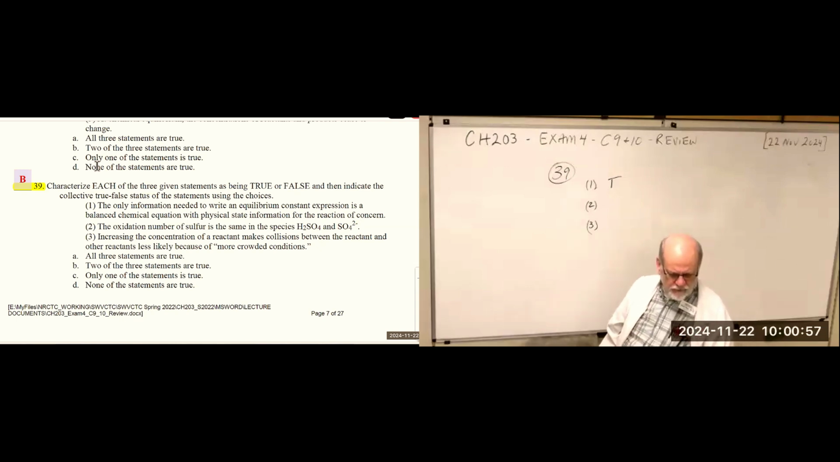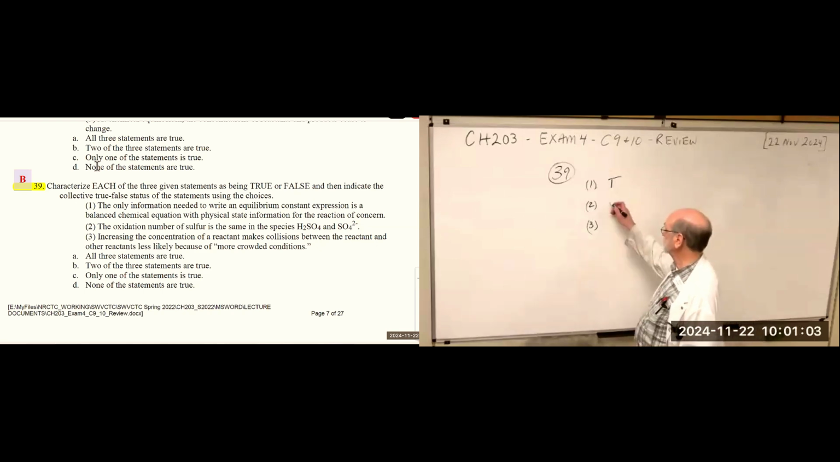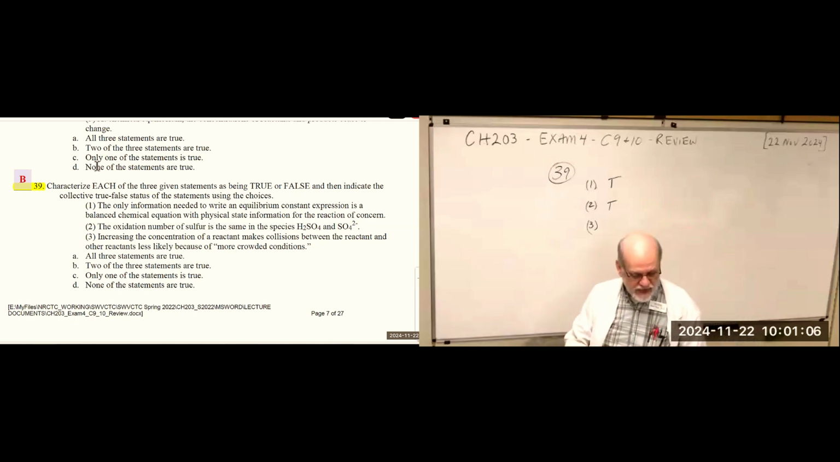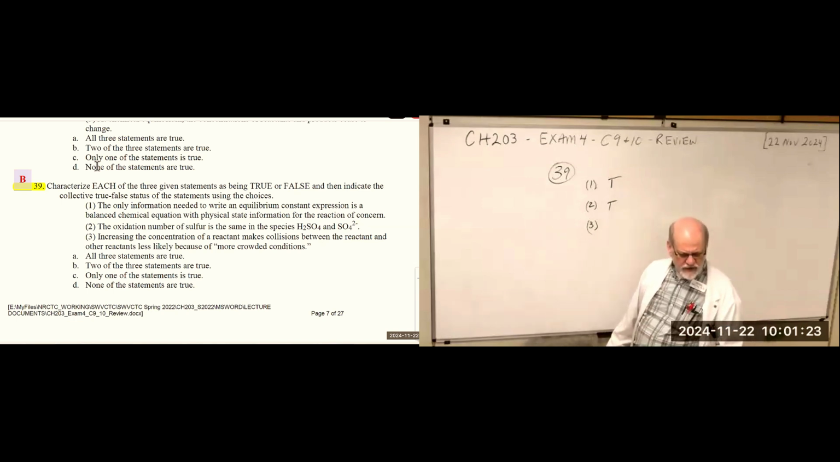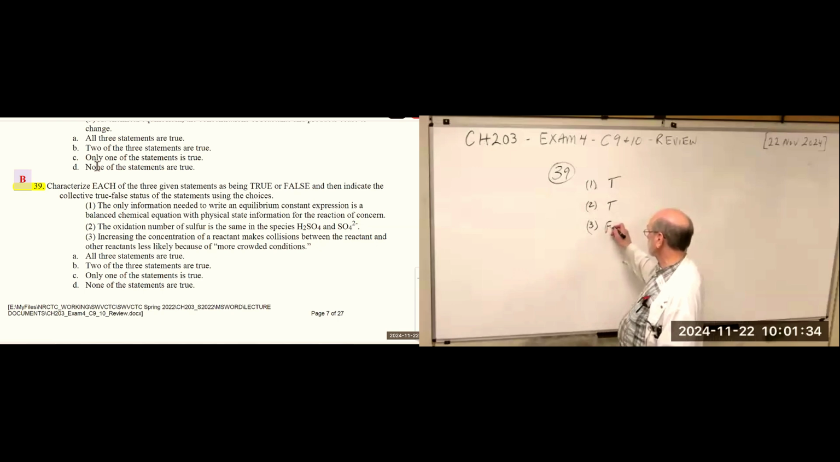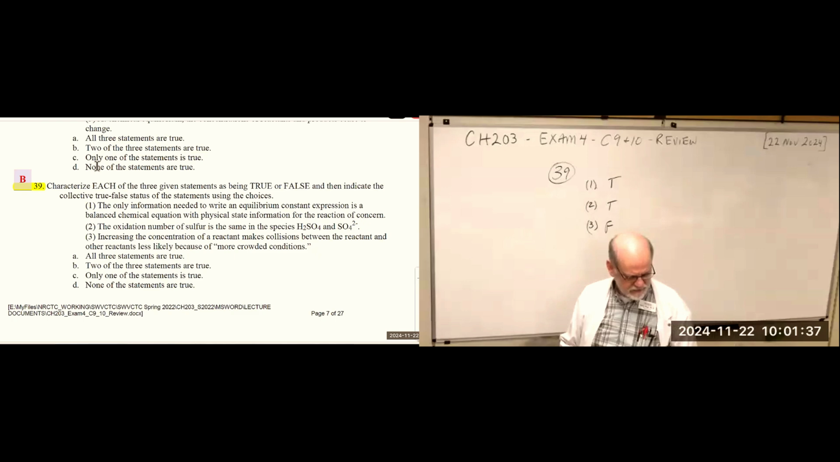How about 2? The oxidation number of sulfur is the same in the species H2SO4 and SO4 2-. That's true also. The reason I know that is H2SO4 has SO4 2- in its makeup. So you're essentially calculating the oxidation number for sulfur for the same polyatomic ion, right? So how about 3? Increasing the concentration of a reactant makes collisions between the reactant and other reactants less likely because it's more crowded. No, it makes it more likely, right? So 3 is false. So we only have 2 that are correct. That would be B.